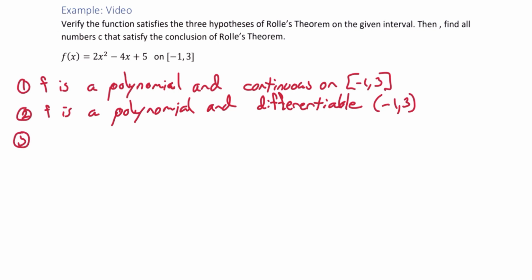And number 3, if we evaluate f of -1, we get 11. And if we evaluate f of 3, we also get 11, looking at the two endpoints.